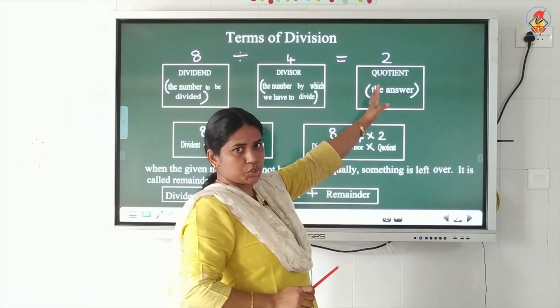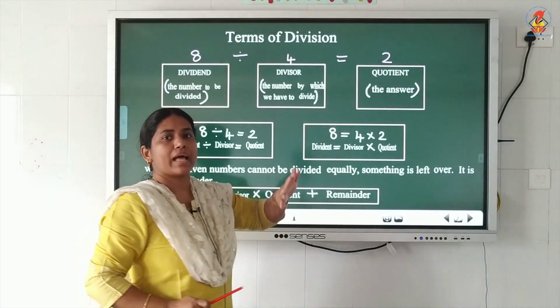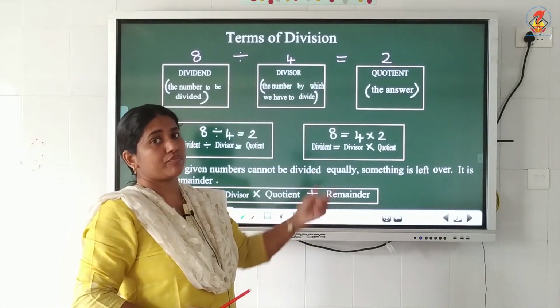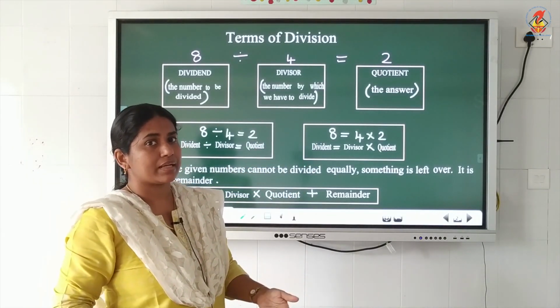Now, after dividing, we will get one answer. Here the answer is 2. So, that answer also has a name, quotient. What is the spelling? Q-U-O-T-I-E-N-T, quotient. Is it clear? So, these three names are the terms of division. We have to study some more terms.